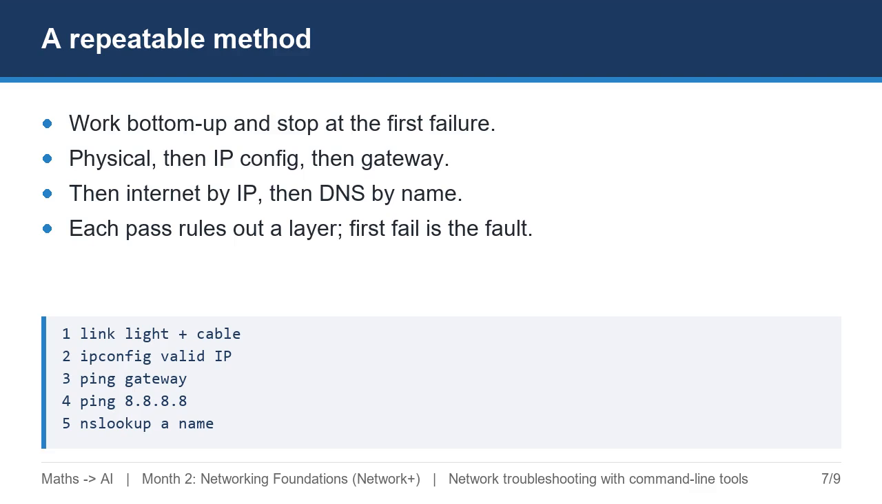Here's the method to memorize. Work bottom up through the layers and stop at the first failure. 1. Check the physical link light and cable. 2. ipconfig for a valid address. 3. Ping your gateway. 4. Ping 8.8.8.8 for the internet by IP. 5. nslookup a name to test DNS. Each step that passes rules out a layer, and the first one that fails is your fault. This checklist alone solves most tickets.